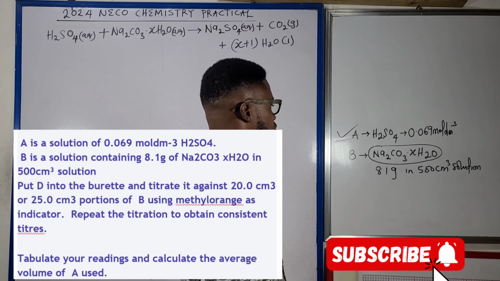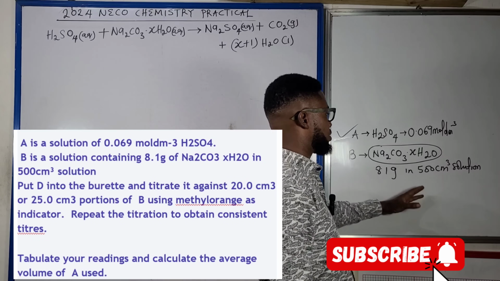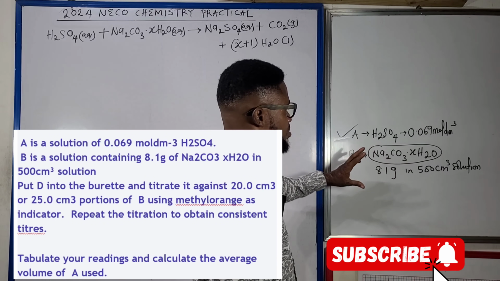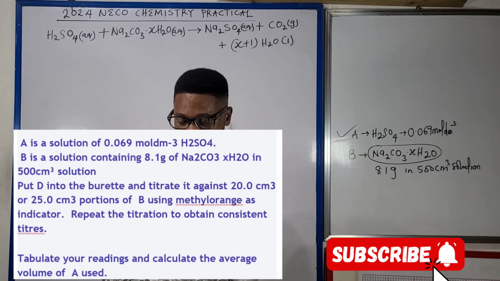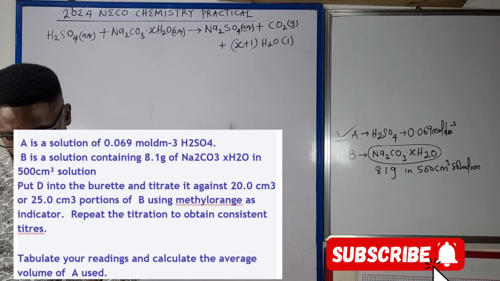That's our standard solution. In the case of B, we were given a sort of mass concentration, but we cannot really get the mole concentration that way. But let's look at the question. It says put A into the buret and titrate it against 25 cm cube portion of B using methyl orange as indicator. Repeat the titration to obtain consistent titers. Tabulate your readings. Calculate the average volume of acid used.